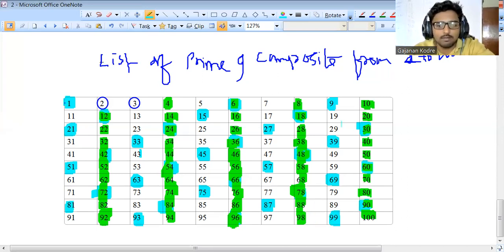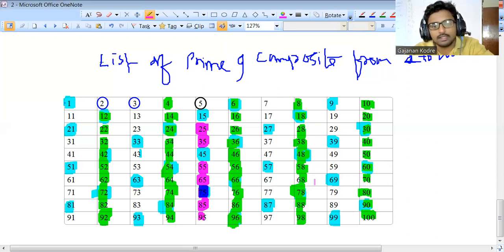After this, next step. Now, which is the next number remaining? That number you need to encircle and its multiples. So 5 you will encircle, and all the multiples of 5 you need to cross out. So 5, then 10 already there, 15, 20, 25, 30, 35, 40, 45 already crossed out, 50 already crossed out, 55, 60. Basically this column you need to cross out.